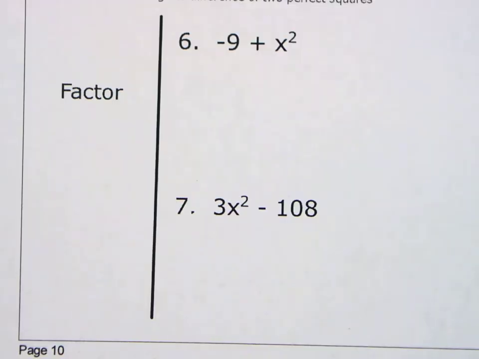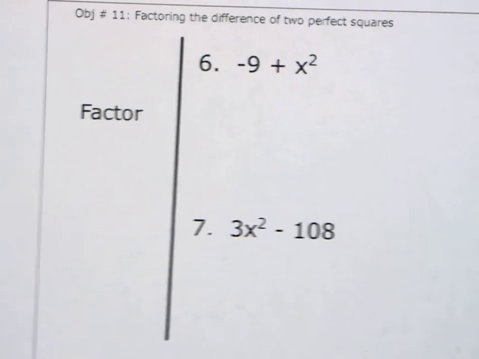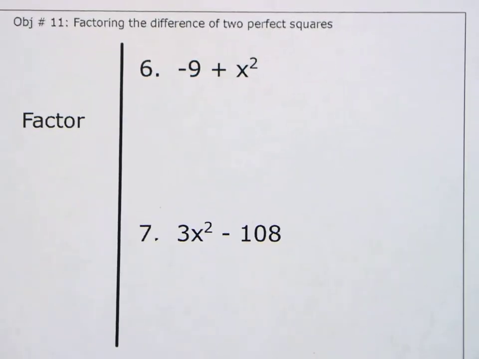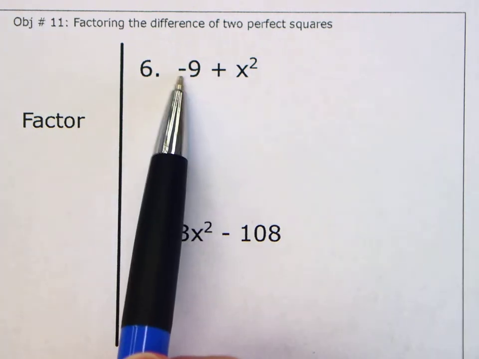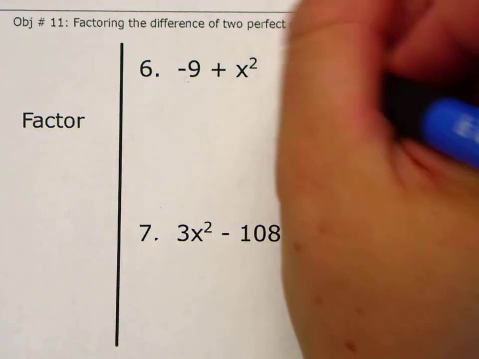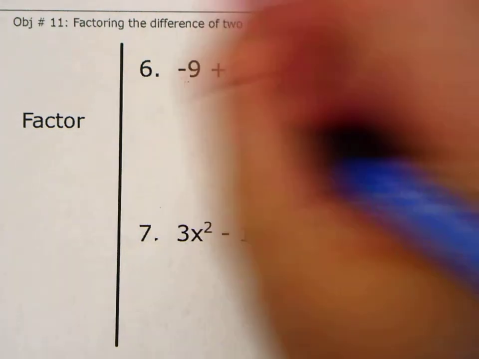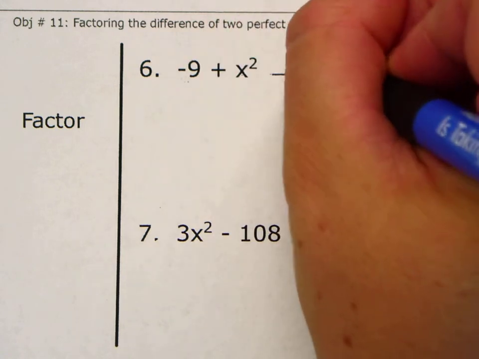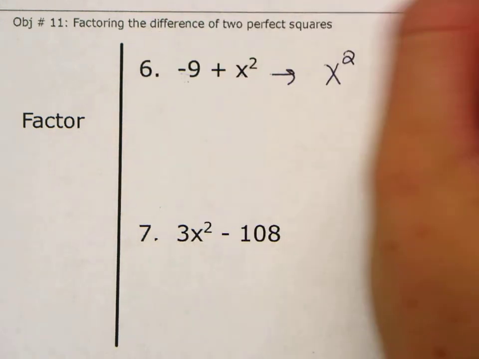Okay. Number 6. Now this one's a little tricky. What do you think? Is this a difference? Is this impossible? Notice that the 9 is negative. So we can rewrite this. Put the x squared first. The x squared is positive, so it's positive x squared, and then minus 9.